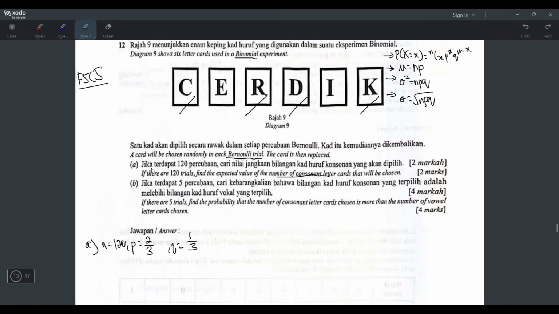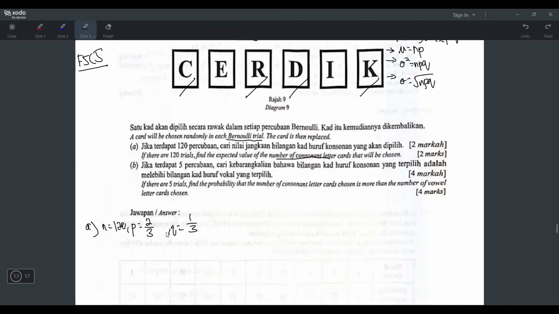Okay. All right. After you have this, now they say find expected value of the number of consonants that will be chosen. So the probability of getting consonant is 2 over 3 if you choose one time. But you do this experiment for 120 times, and since they are independent, it means the card is replaced. So the probability for the second time would be the same also, 2 over 3, right? So what you would do is you just take 2 over 3 times 120.